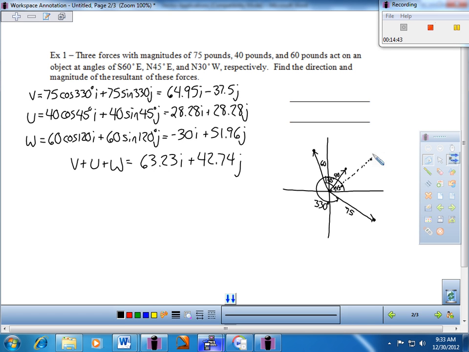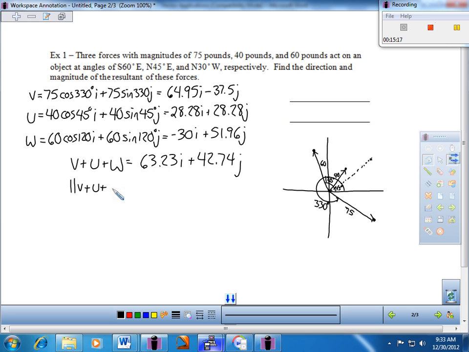That would be V plus U plus W. I'm guessing at this stage, just speculating a little bit there. But now that we have that, I can get the magnitude. I can get the combined force from the three vectors. So the magnitude of our resultant, and then what would be the direction of our resultant. Okay, so let's go ahead and do that, everyone.